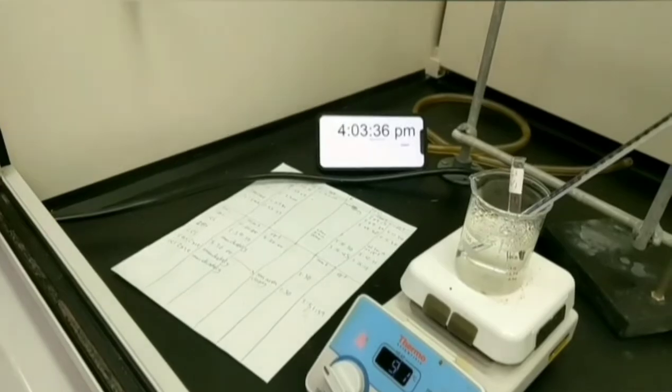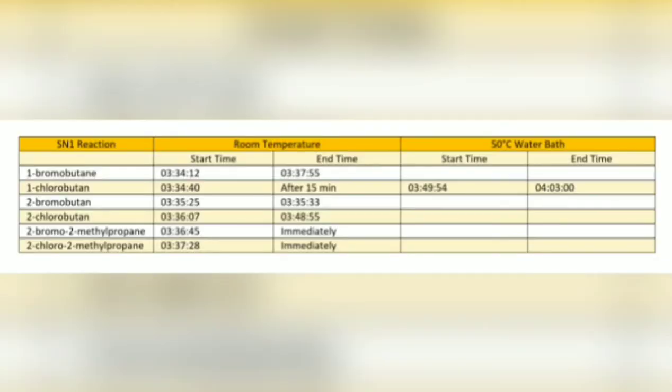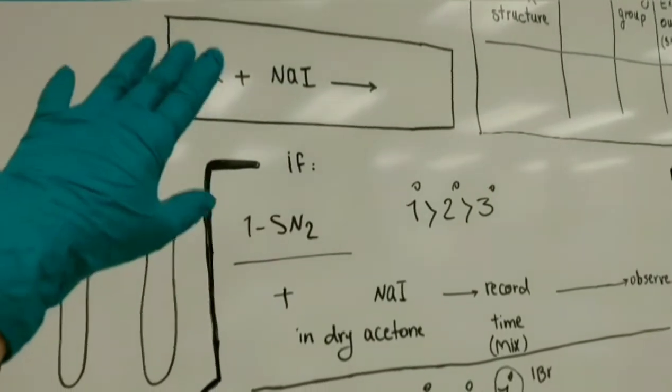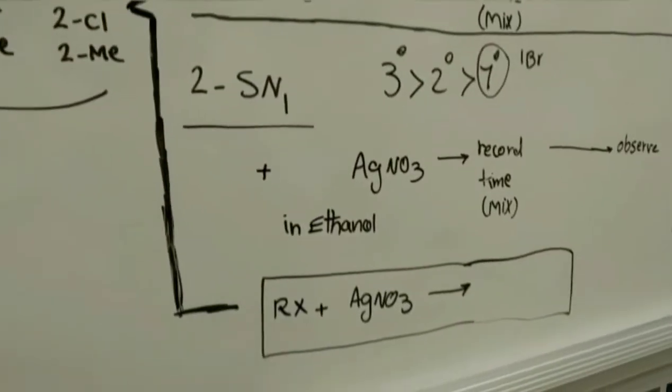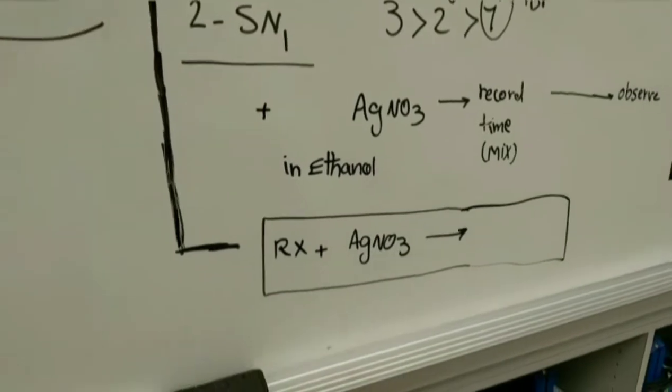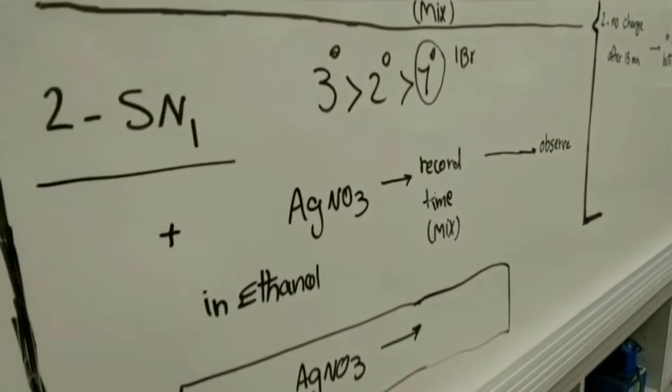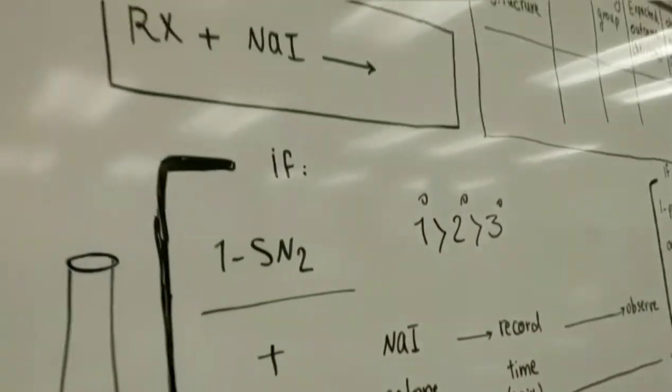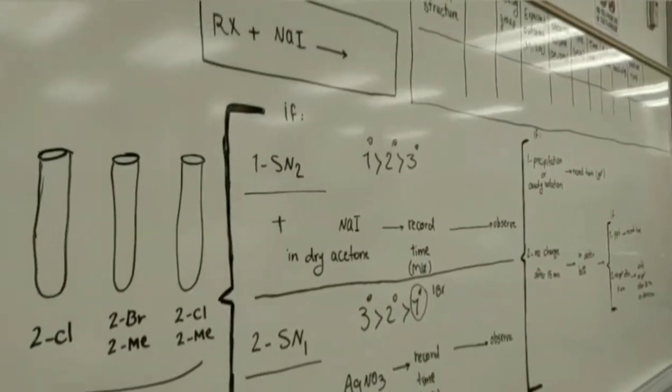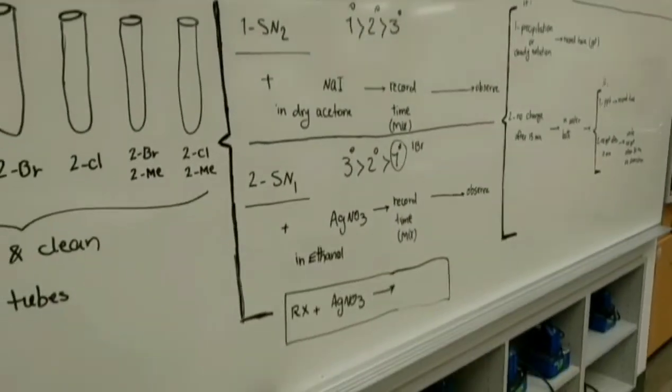You can find the final results of starting and ending times for SN1 reactions in this table. Subtract this end and start times to find the time of each reaction. This equation is related to SN2 reaction and this equation is related to SN1 reaction. For the fourth and last question, I want to ask you to complete the other side of these two equations.